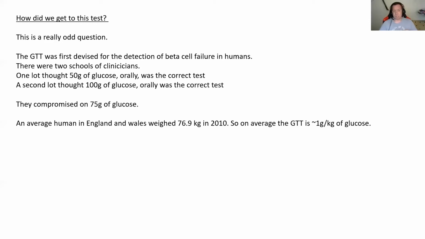Now, an average human in England, however, weighs around 77 kilos, and that was back in 2010. It's probably a bit higher now. So on average, the GTT in humans is actually about 1 gram per kilo. However, I would argue that the human 1 gram per kilo oral GTT is a completely different test to what we're doing in the mice, and we'll see why that is as we go through the rest of this section.